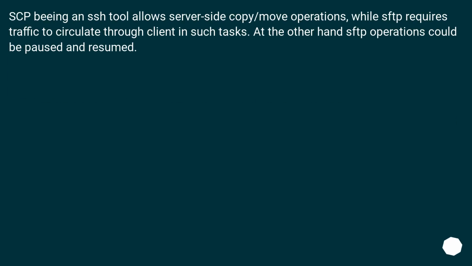SCP being an SSH tool allows server-side copy/move operations, while SFTP requires traffic to circulate through the client for such tasks. On the other hand, SFTP operations could be paused and resumed.